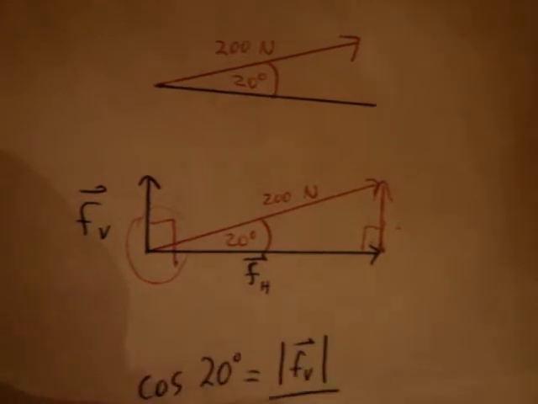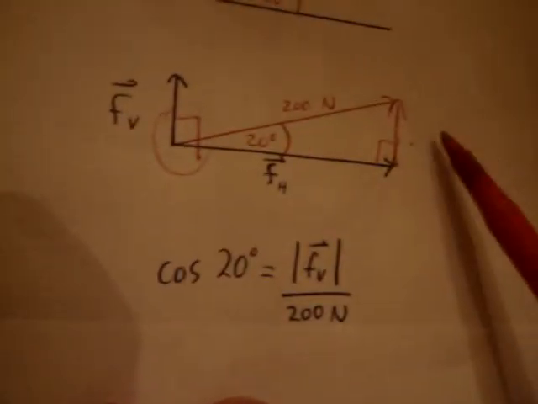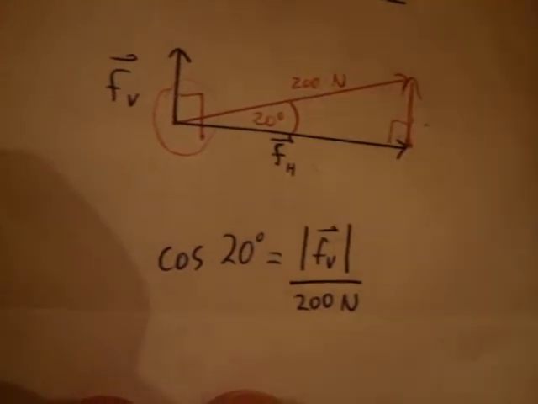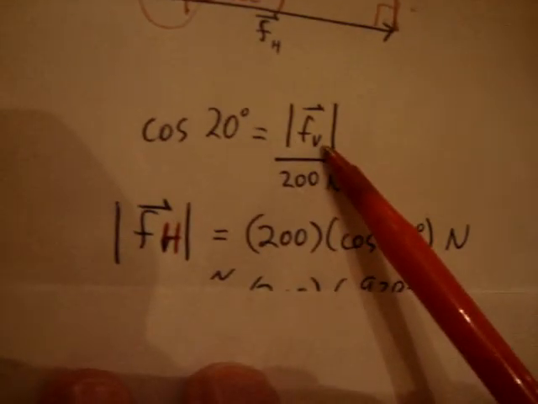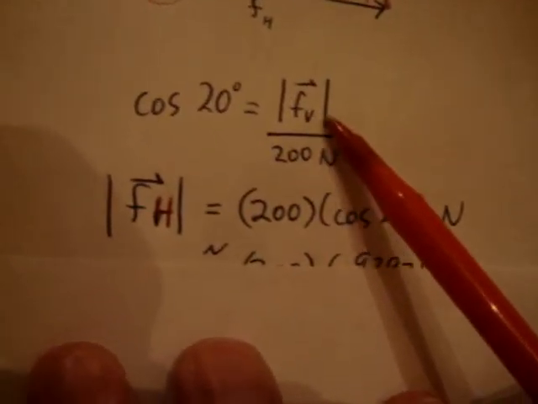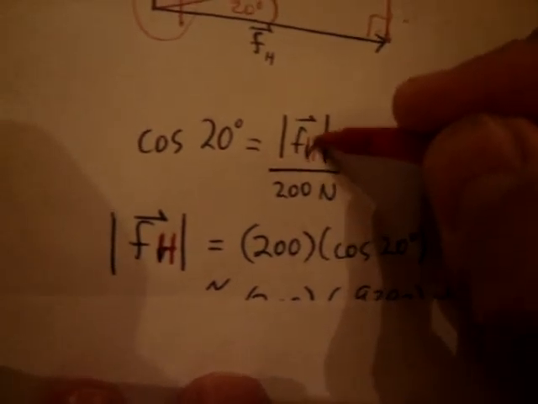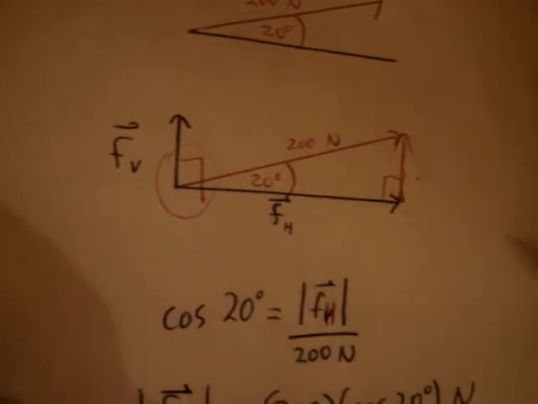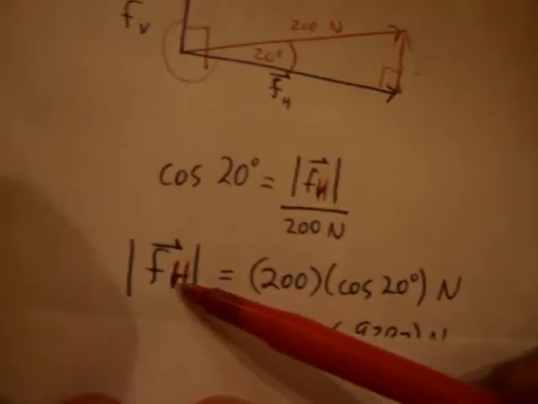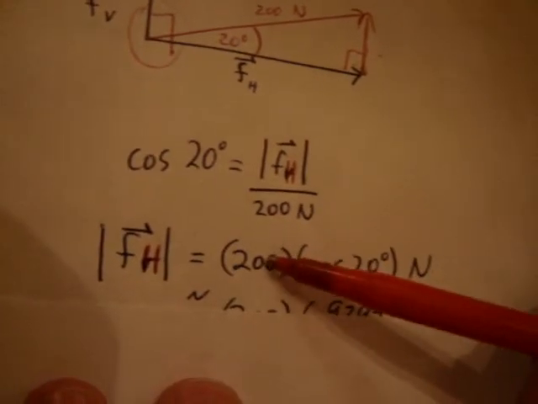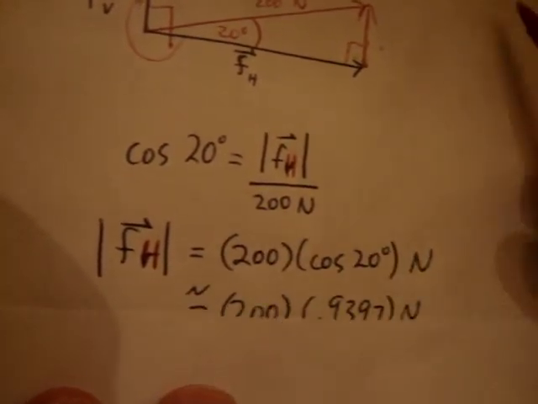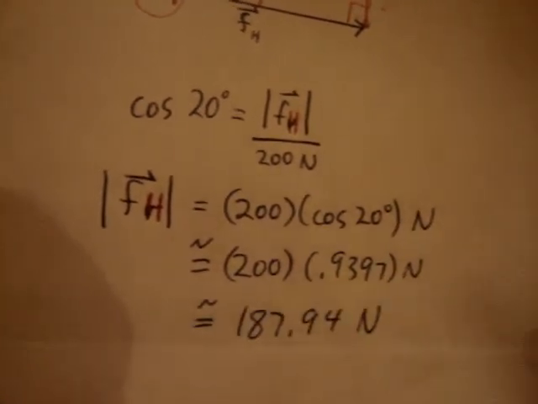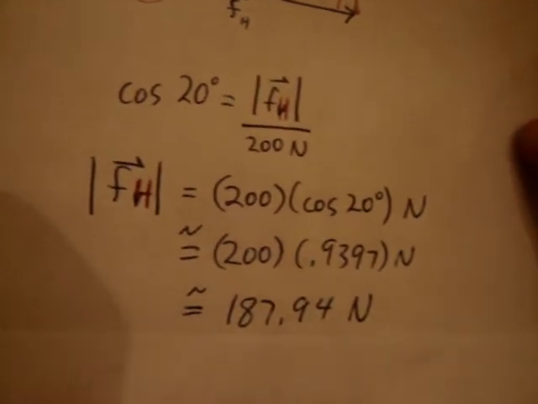In doing that, we're able to use some basic trigonometry, SOHCAHTOA if you wish. And we're able to say that the cosine of 20 degrees is equal to the horizontal component over the 200 newton original force. Up here this should have said the horizontal component, my bad. So we see that the horizontal component is equal to 200 times cos 20, measured in newtons. So 200 times the cosine of 20 is approximately 187.94 newtons.